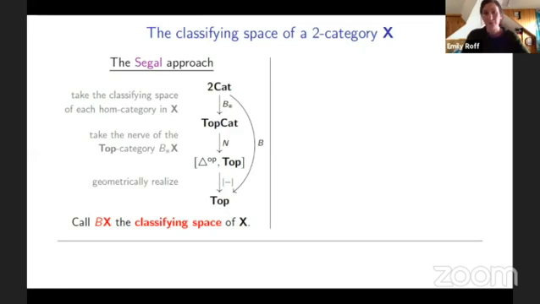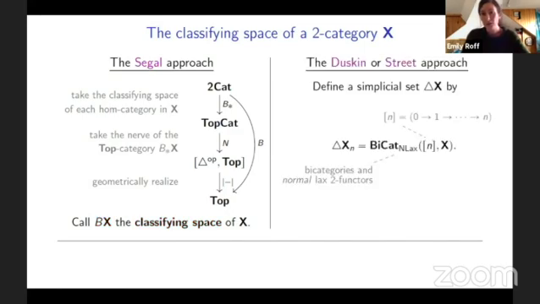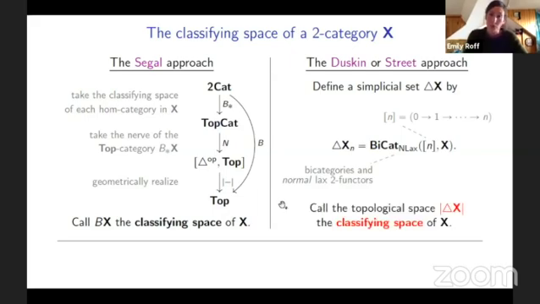But there is another sensible way of approaching this, which is to first build what's known as the Duskin or Street or geometric nerve of the 2-category. And this is a simplicial set whose m-simplices are normal lax 2-functors from the linear order on n+1 objects, regarded as a bicategory, into X. Normal meaning that they preserve identities strictly. And this nerve extends the ordinary nerve construction on small categories. So it also seems sensible to talk about this thing as being the classifying space of X.